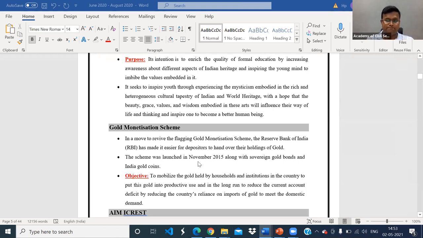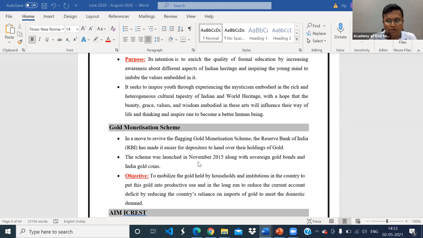Gold Monetization Scheme. In India, there are a lot of people who keep gold as a reserve. Am I right? Especially if you come to South India and the state of Kerala, you can see that during the wedding, the father of the girl gives a lot of gold as a gift. And they keep the gold as an asset only. Because of this habit, a lot of gold is imported into India. In India, we don't have much mining of gold.